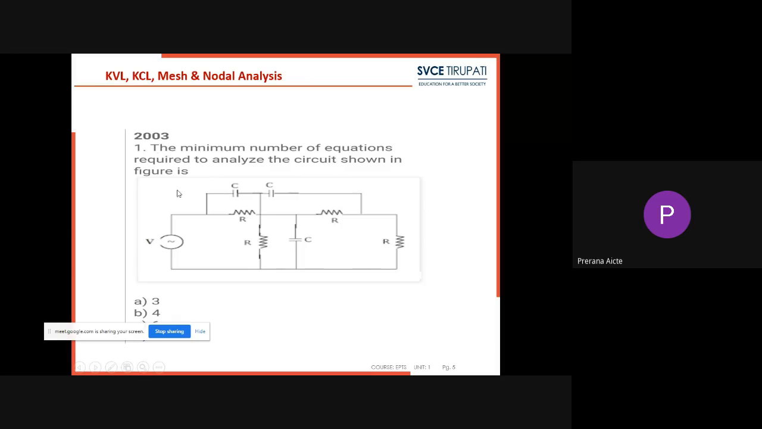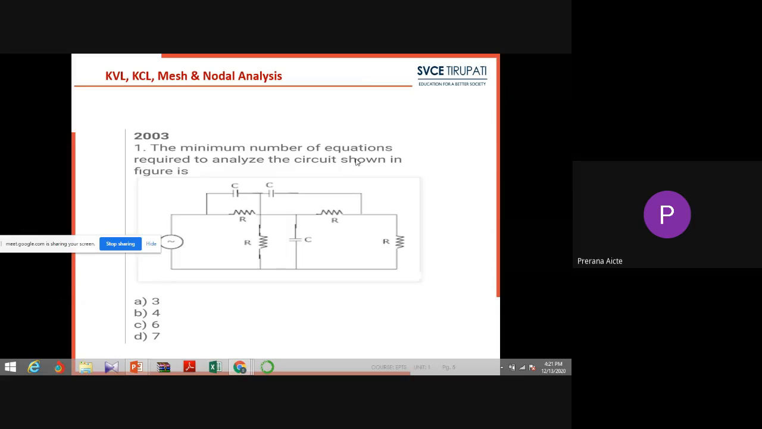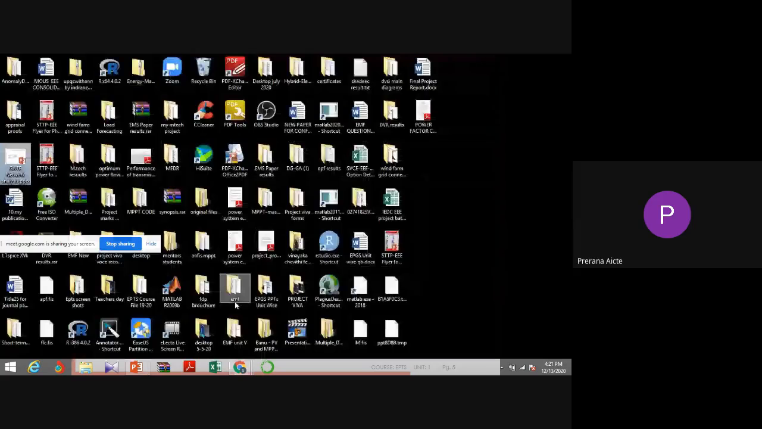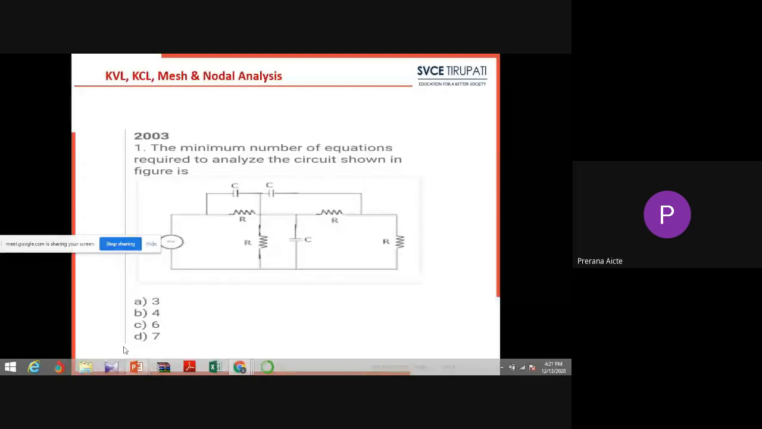See here, this is a GATE 2003 paper question. The minimum number of equations required to analyze the circuit shown in the figure. So how many minimum equations are required to solve the question? Generally we use two methods: mesh analysis and nodal analysis.